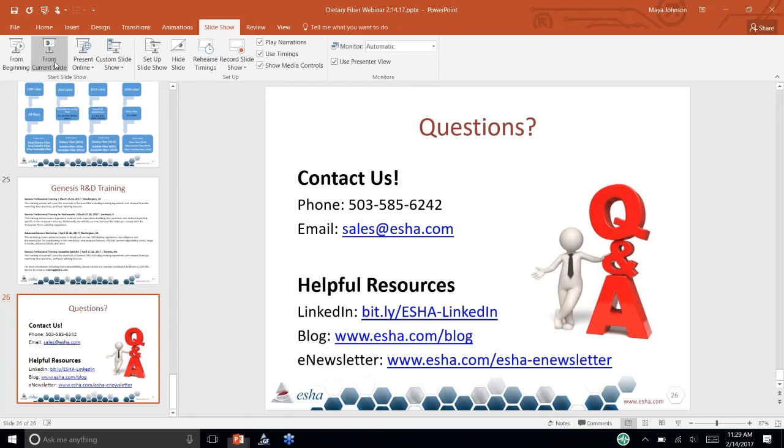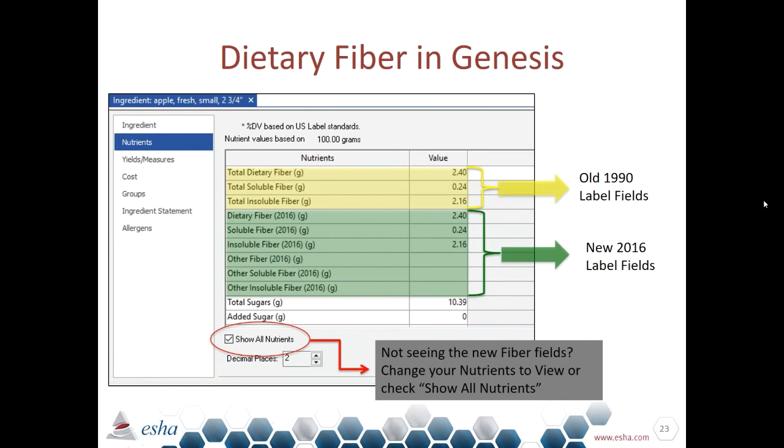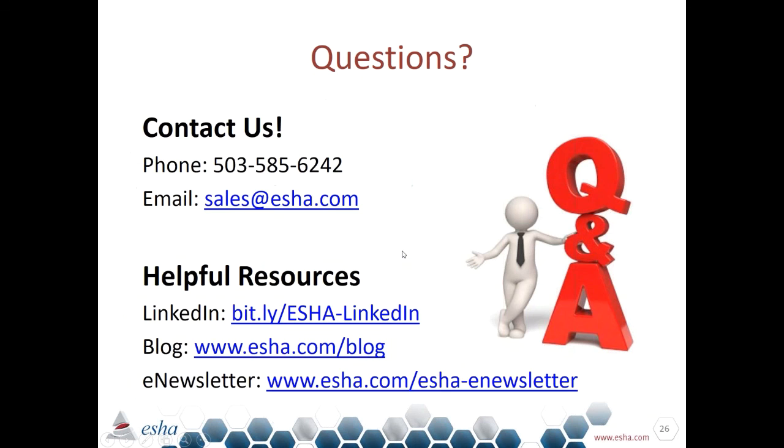Our next question: why am I not seeing the new fiber fields? Probably show all nutrients. Let me go back to the slide that we have right here. Once you have Genesis open, there's a little box down on the left. Make sure that's clicked, and that should allow you to see all the fields. If it's not, you will in fact only be seeing the total dietary fiber fields.